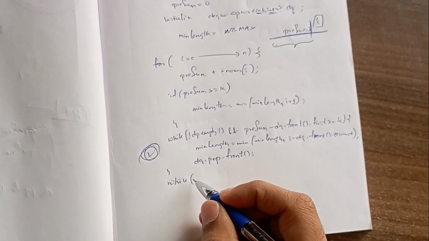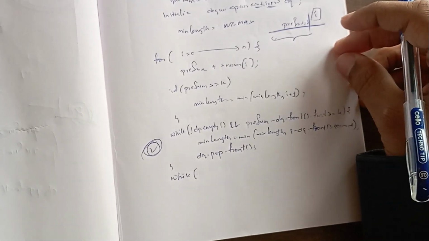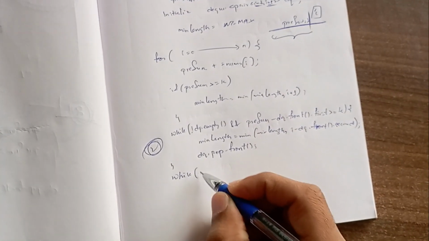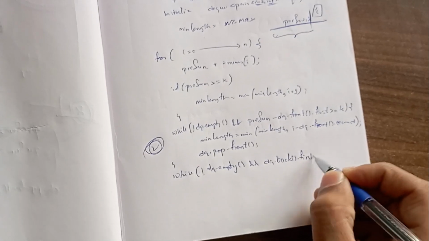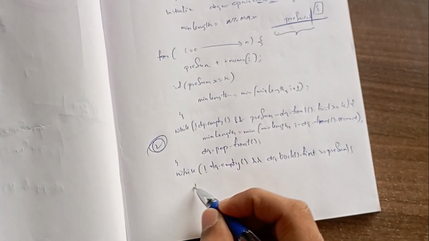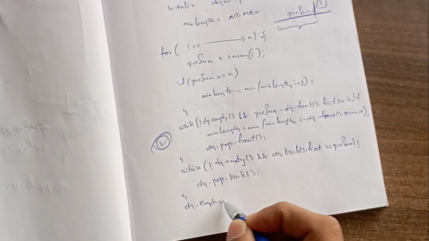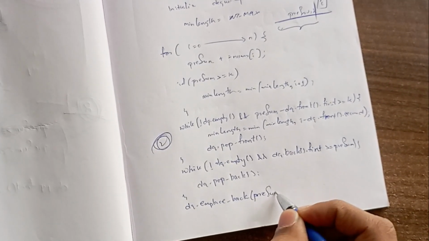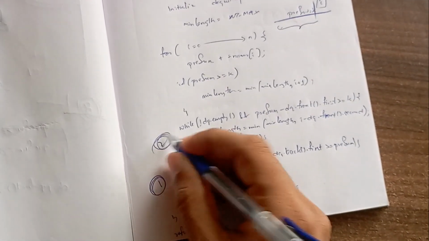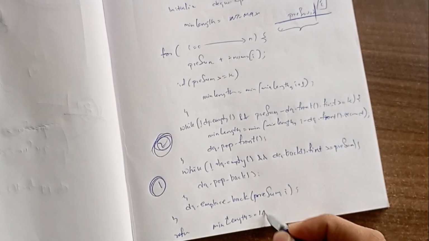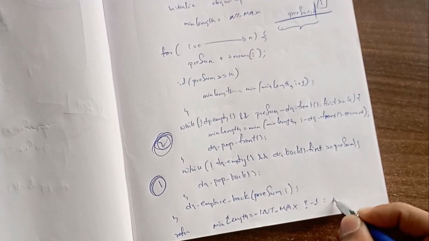For the first operation, if the back or the last element of the DQ, that means DQ dot back dot first, has a value greater than or equal to the current prefix sum, we need to remove that element from the back, and then push the current prefix sum with the index. Finally, if the minimum length is equal to int max, meaning there is no subarray whose sum is greater than or equal to k, we return -1. If not, return the minimum length.